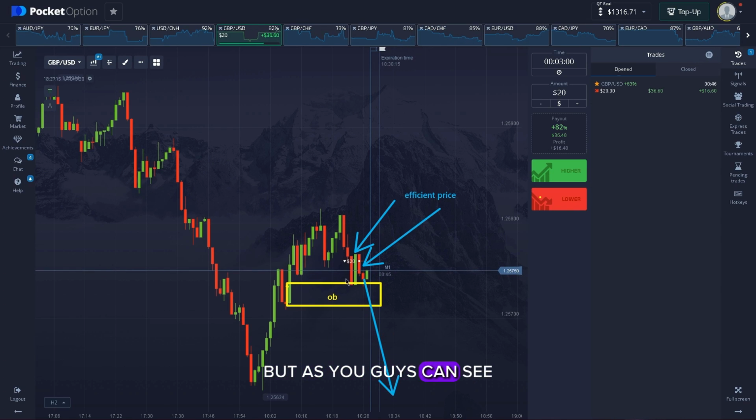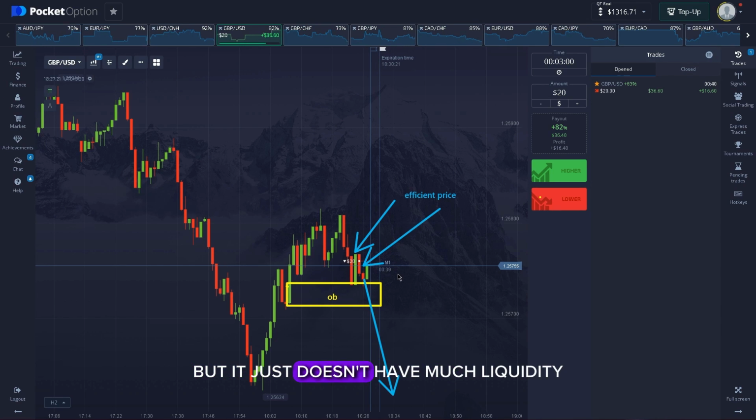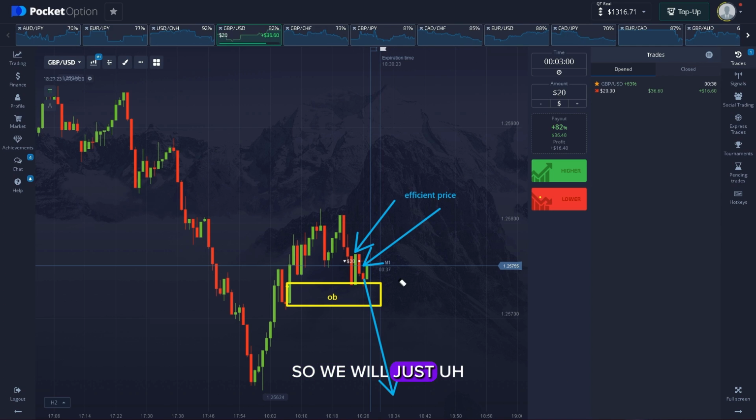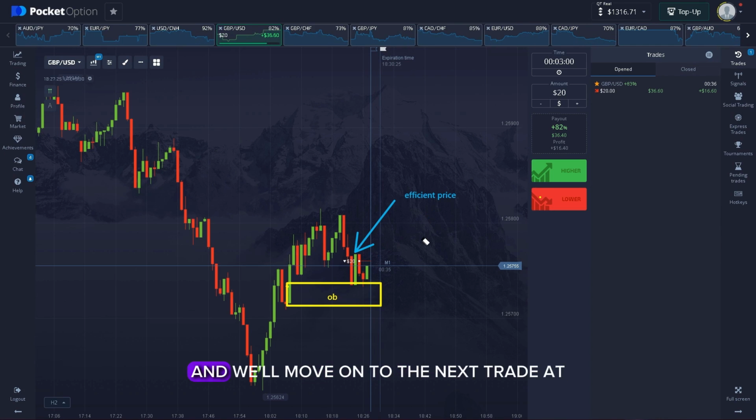But as you guys can see, the market doesn't have much liquidity now. I don't know why, but it just doesn't have much liquidity. So we will just win this trade and we'll move on to the next trade.